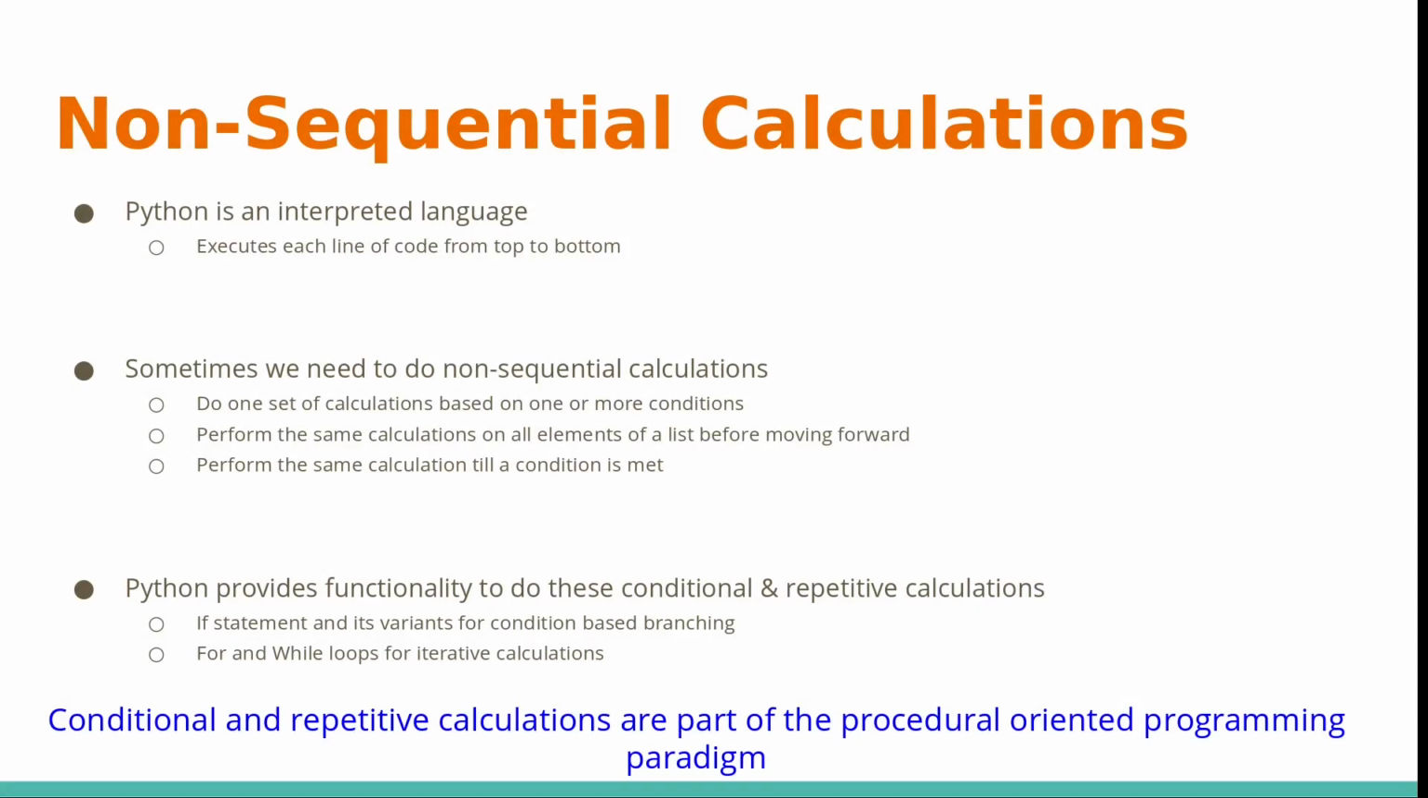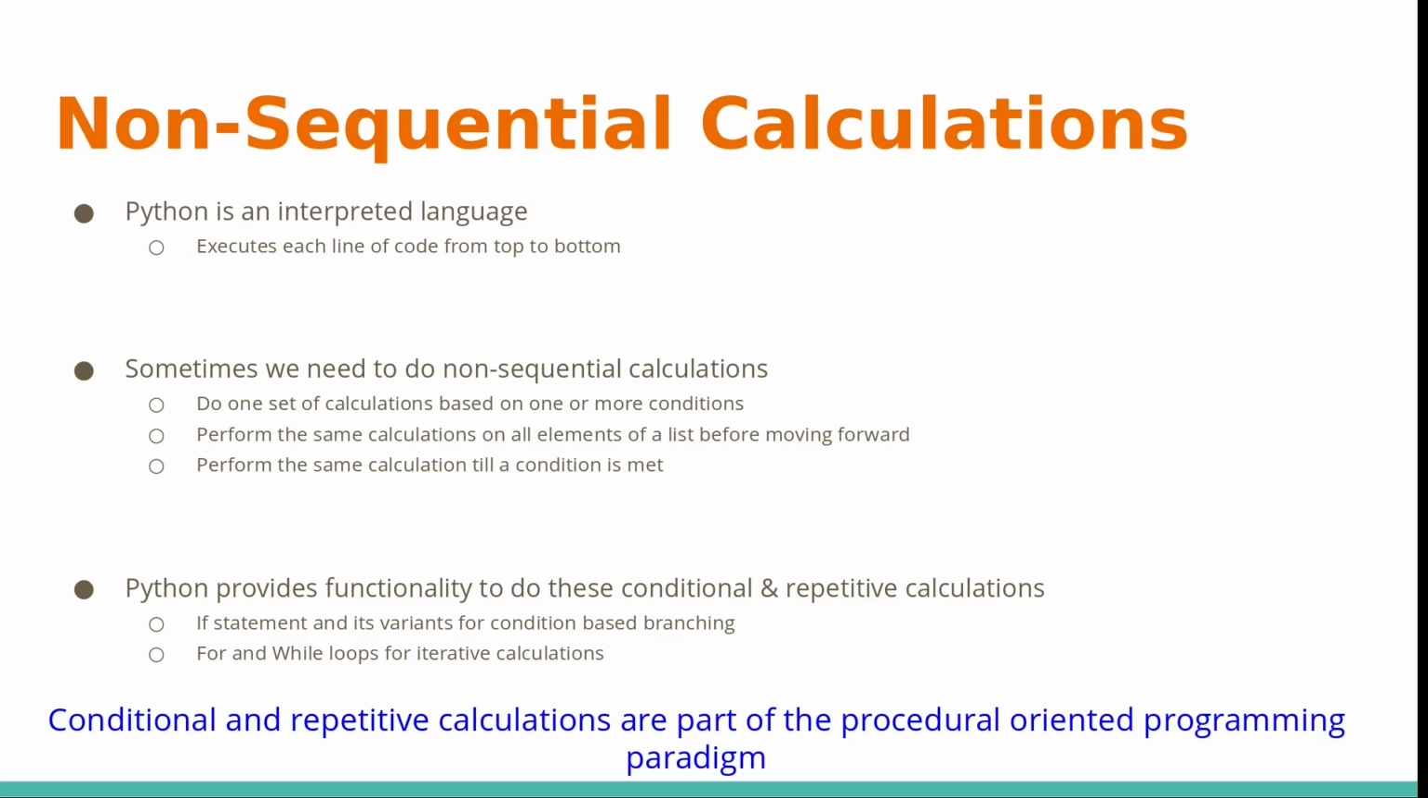Python, as you know, is an interpreted language. Interpreted language essentially means that the code is executed from the top to the bottom, line by line. Of course, doing calculations line by line can sometimes be problematic because we want to do non-sequential calculations. For example, we might want to do one set of calculations based on one or more conditions and perform some other calculations when those conditions are not met.